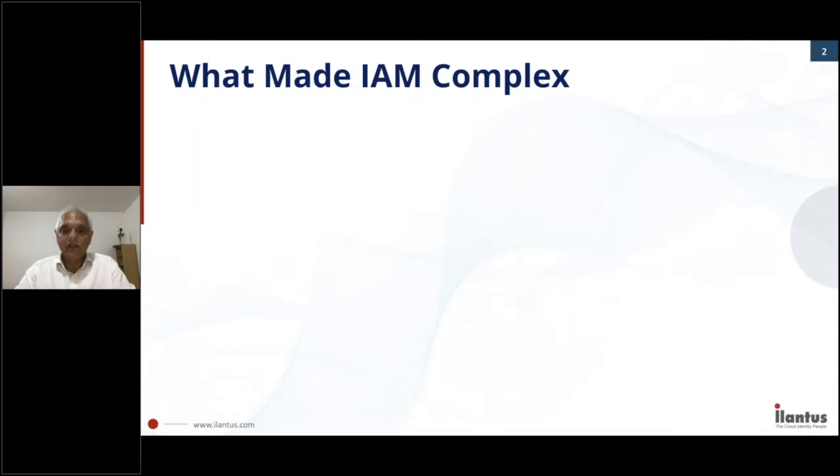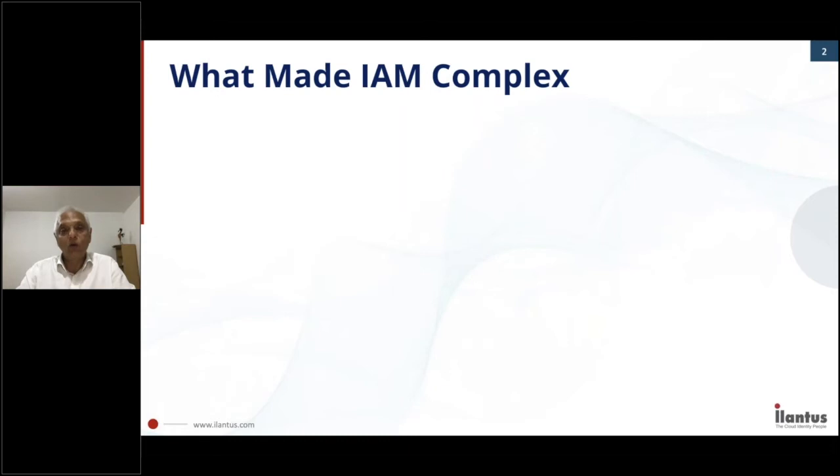In order to understand what can make identity and access management simple, it's important to understand in the first place what made IAM complex. And for doing that, I need to really take you down a bit of a memory lane. At Ilantus, we have been in existence for the last 20 years, as long as the domain of identity and access has been in existence.